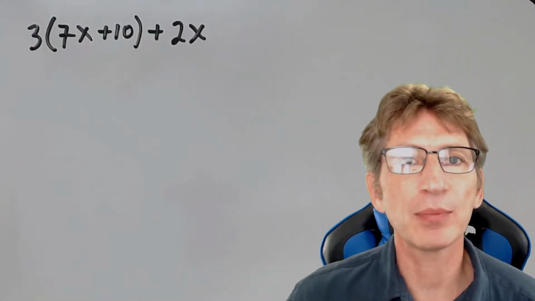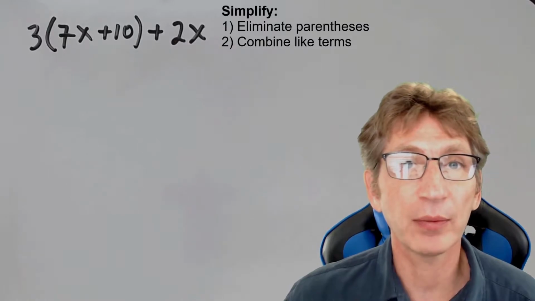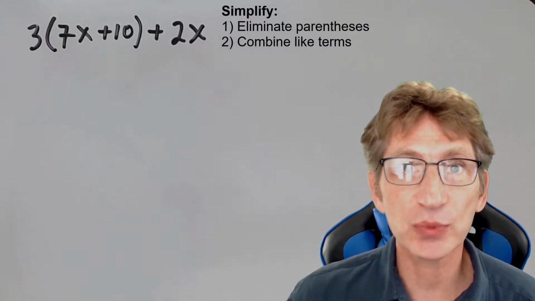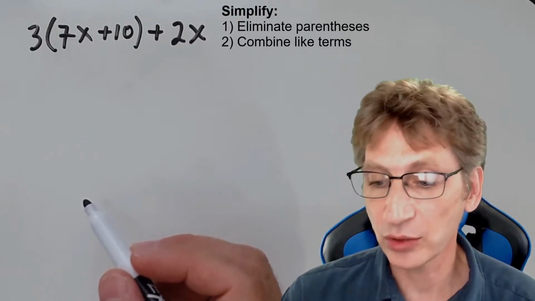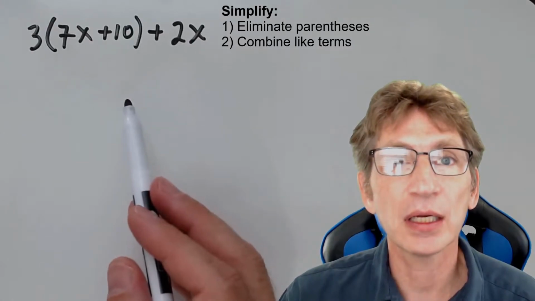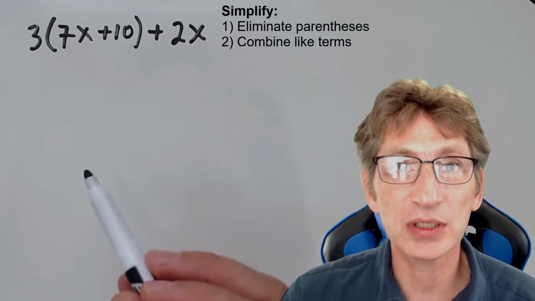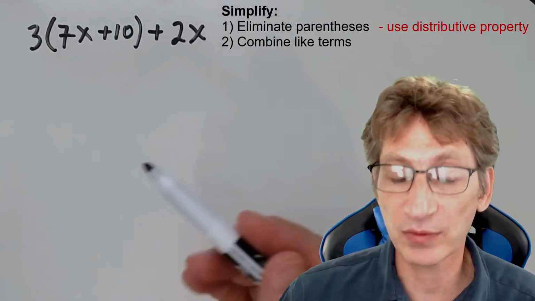Let's look at some examples of simplifying algebraic expressions by using the distributive property and combining like terms. This first expression we have 3 times (7x plus 10) plus 2x. We have a set of parentheses, so whenever we're simplifying an algebraic expression, we've got to deal with the parentheses first. The way we deal with parentheses is pretty much using the distributive property.